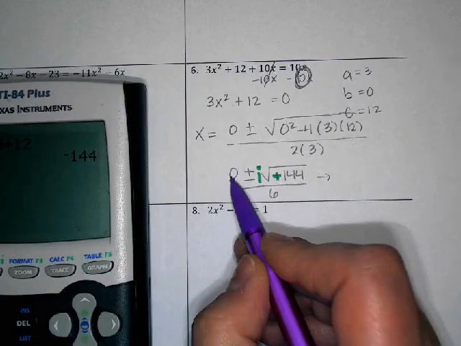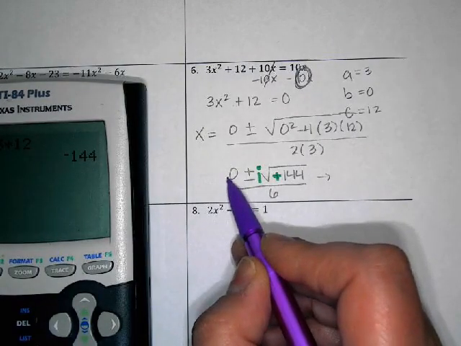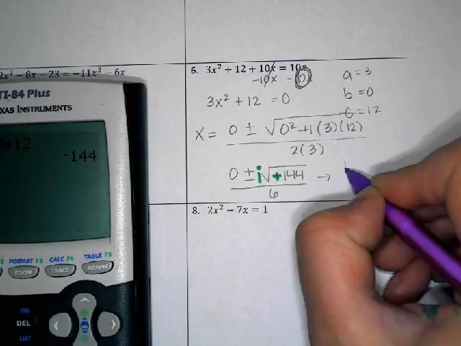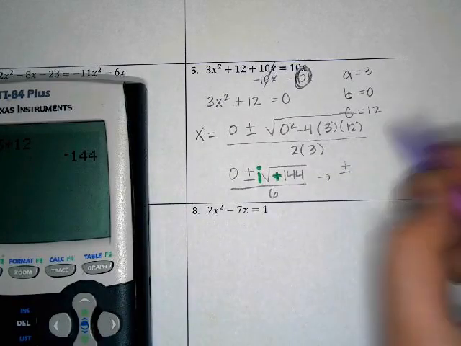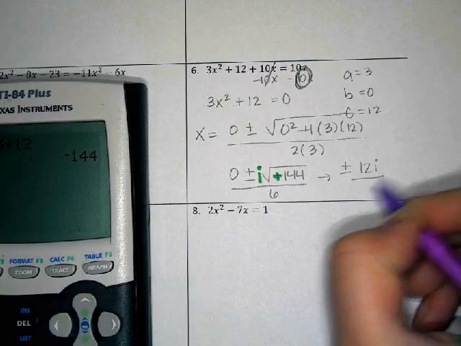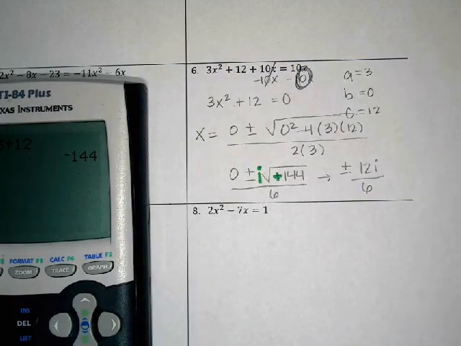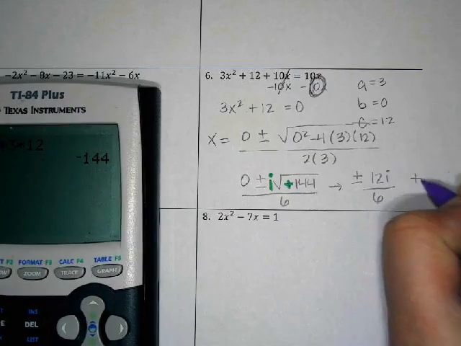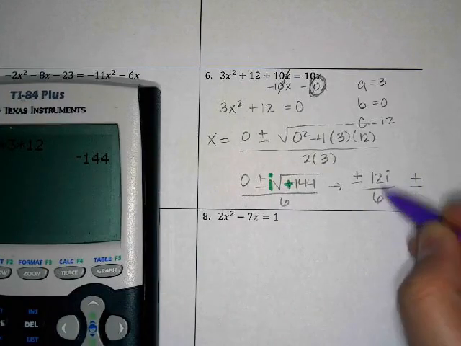We've got 12i divided by 6. Can your 12 divide by 6? Yes. What is it? 2. So we're going to say plus or minus, and you can write 2 over 1, but anytime you have something over 1, that's just a whole number. So we can say plus or minus 2i.